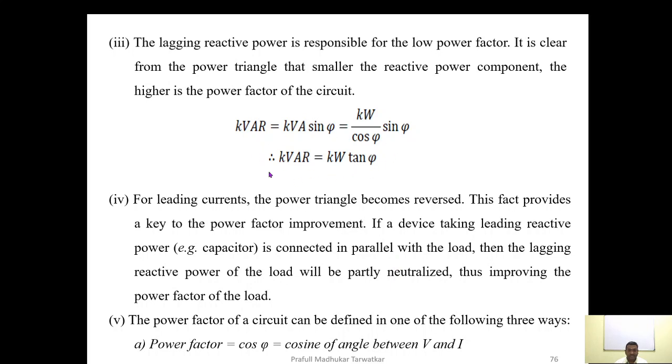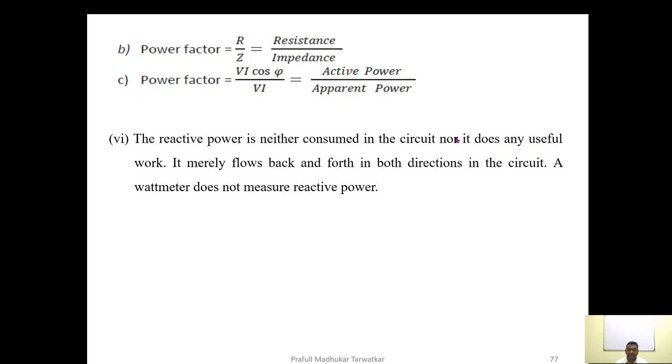Now here itself, the formulas for conversion of kVA to kVAR, kVA to kW, and kW to kVAR are given. So power factor, lastly, is cos of phi, which is the cosine of the angle between voltage and current. The same thing is again represented in another manner. R by Z, that is resistance upon impedance of the circuit, also gives you the value of power factor, and this we have already seen.